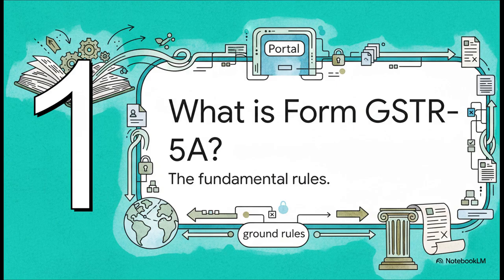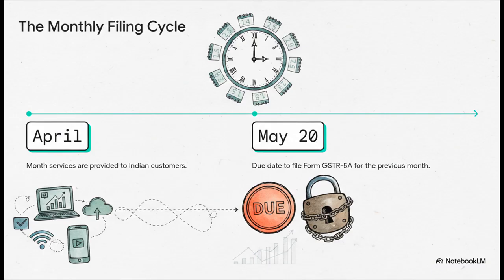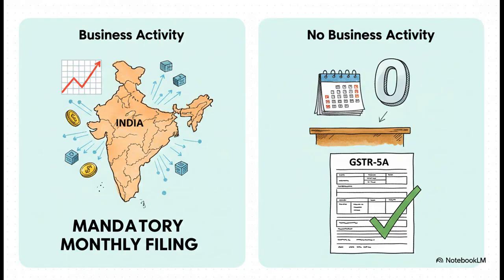All right, so what is this Form GSTR-5A all about? Let's break down the fundamental rules you absolutely need to know. Okay, first thing to know is that GSTR-5A runs like clockwork. It's on a super strict monthly cycle. Let's say you provide services in April. Well, you have until the 20th of the next month, so May 20th, to get your return filed. And trust me, that date is set in stone. It's not a suggestion. That rule is absolute.